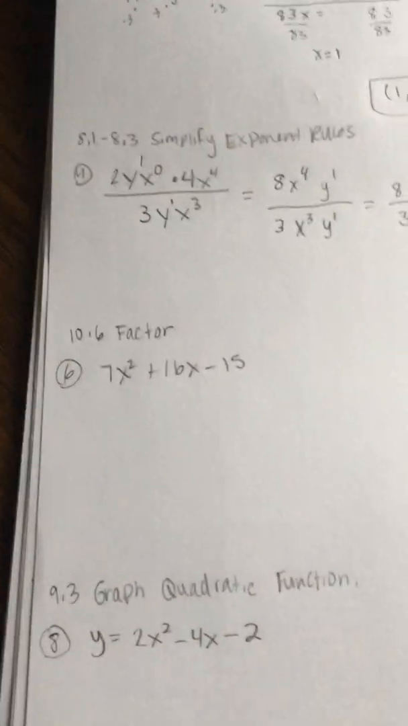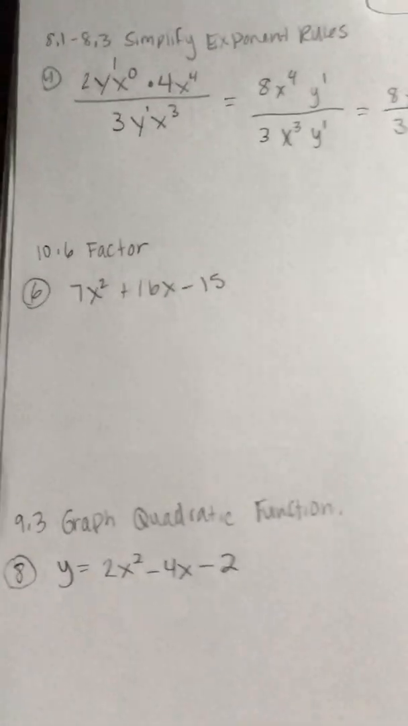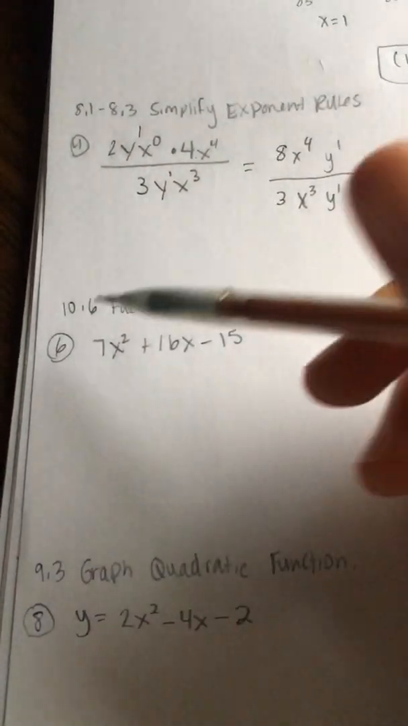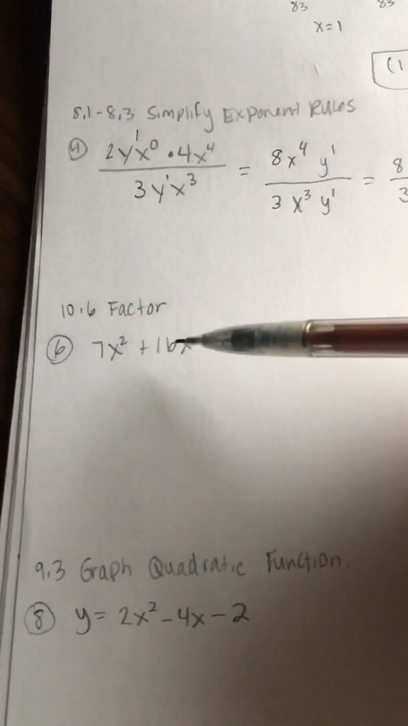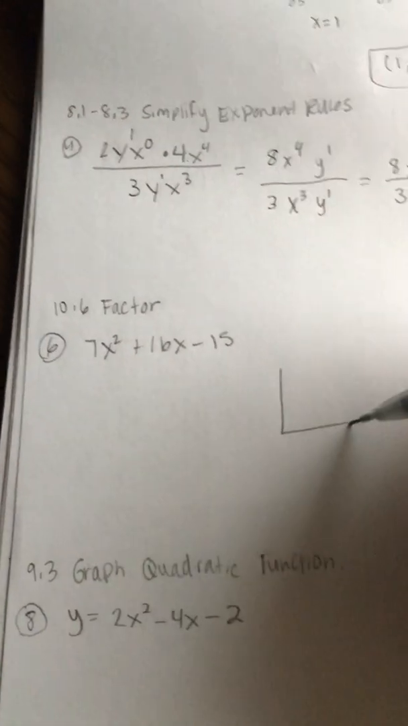Number 6, we need to factor, so we're going to use the factor box in 6. We should always look for a GCF first. 7 is the smallest number. 7 doesn't go into 16 evenly. 7 doesn't go into 15 evenly, so I'm ready to go with my box.